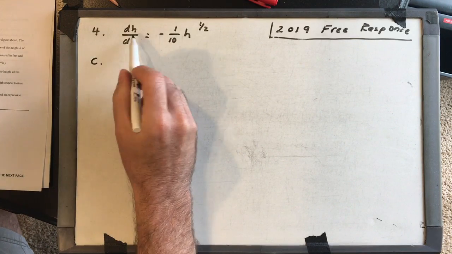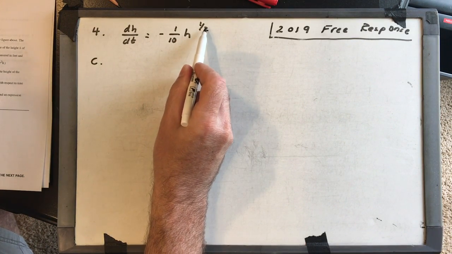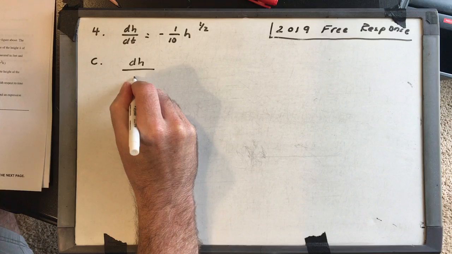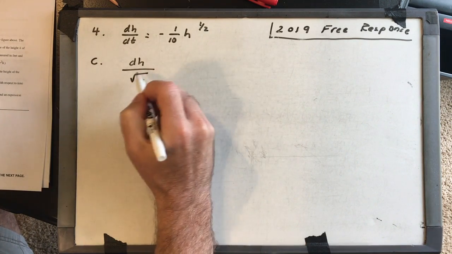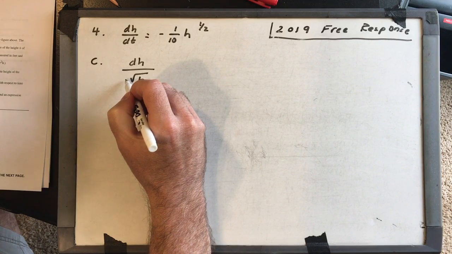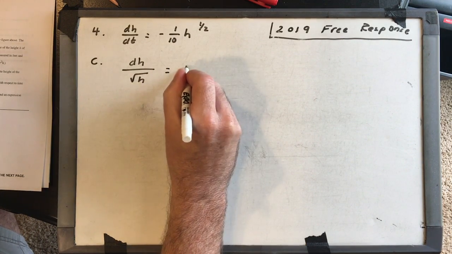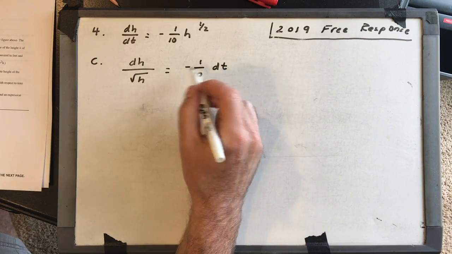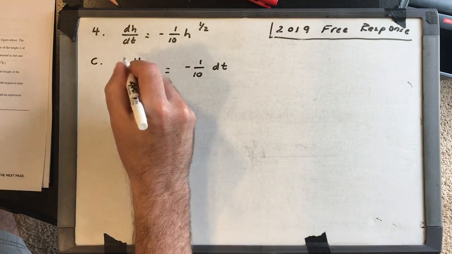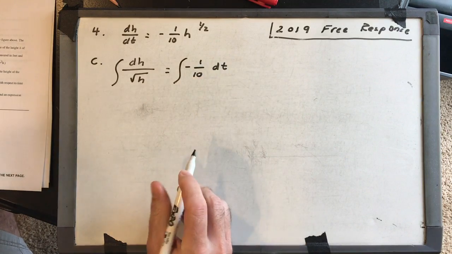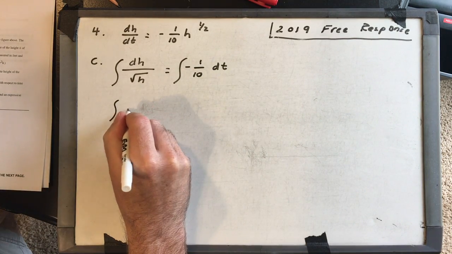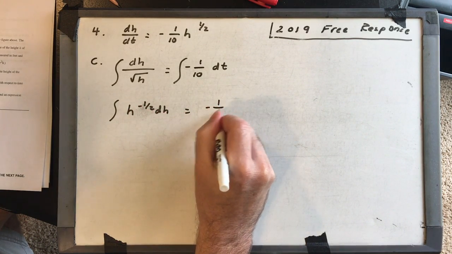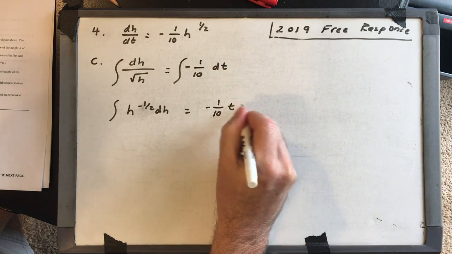So we're going to separate this. And what I'm going to do is bring the h to the 1/2 underneath the dh. Okay, we'll just go ahead and call that root h if you want. I'm not going to move the negative 1/10 over. That just makes things harder. Let's leave it over there. So leave it on the right, because it's really easy to integrate dt, right? So we're just going to end up with a negative 1/10 t there. Okay, so that's the same as h to the minus 1/2 dh. And then integrating dt would just be t.